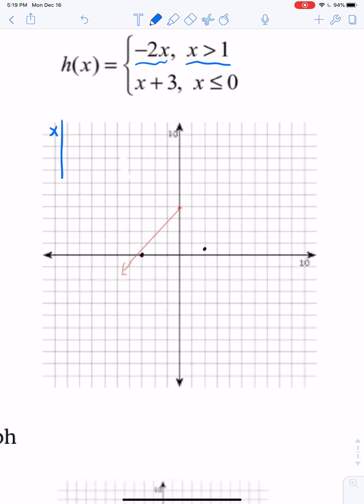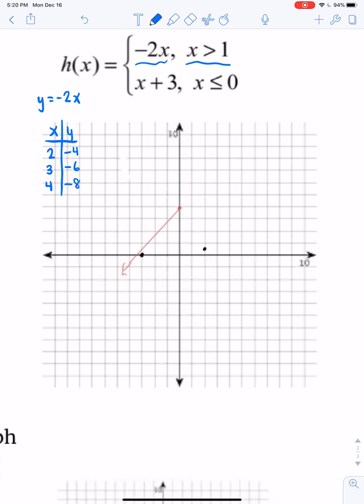I'll start with an XY table. And remember, the function is negative 2x. So let's pick values of x that are greater than 1. So 2, 3, 4. And then we plug each value in. With 2, we do negative 2 times 2, which would be negative 4. If we try 3, we would do negative 2 times 3, which would be negative 6. If we try 4, we would do negative 2 times 4, which is negative 8.